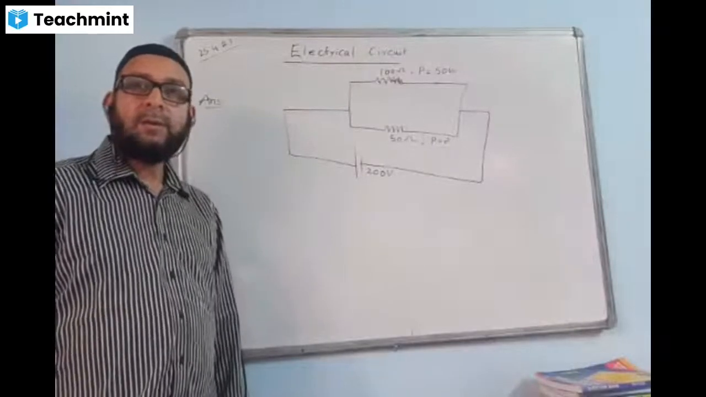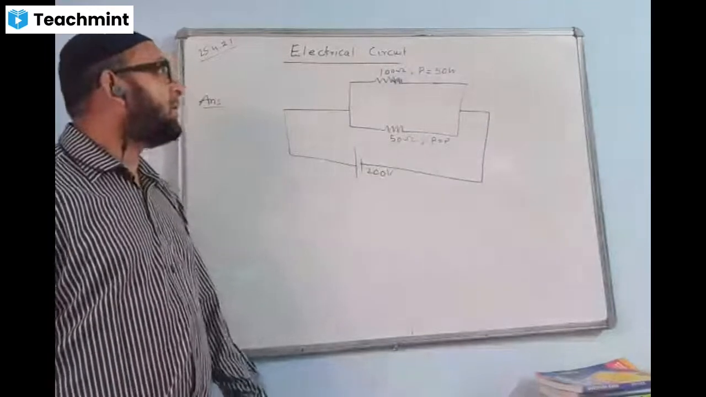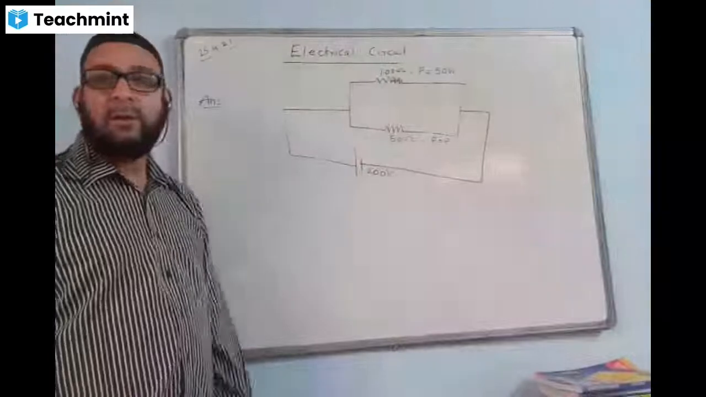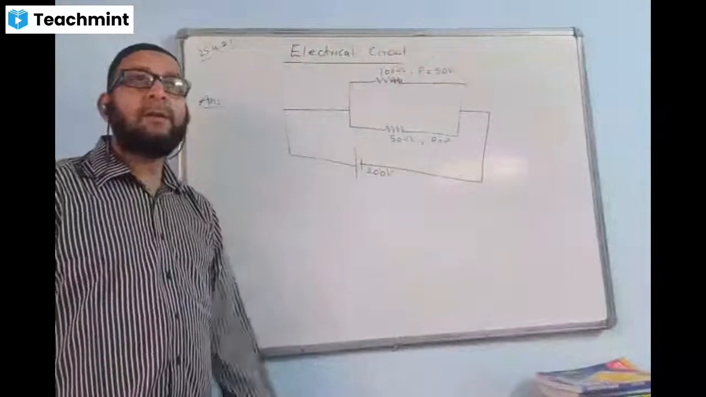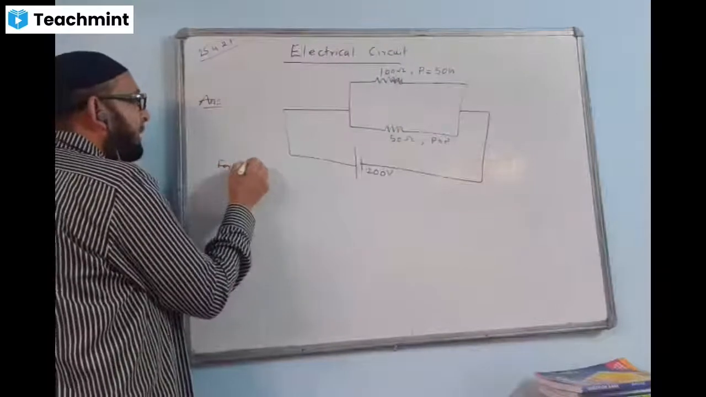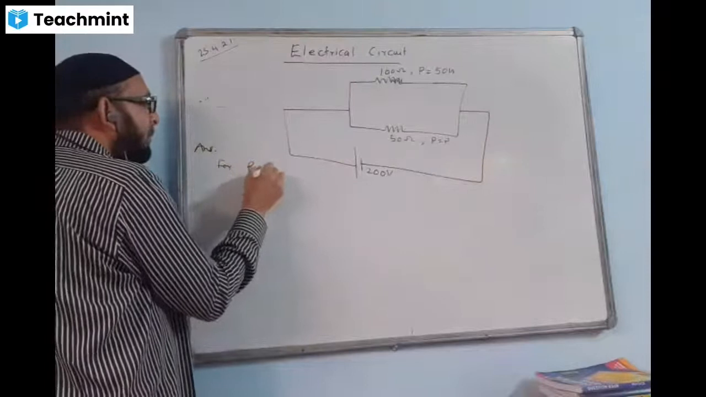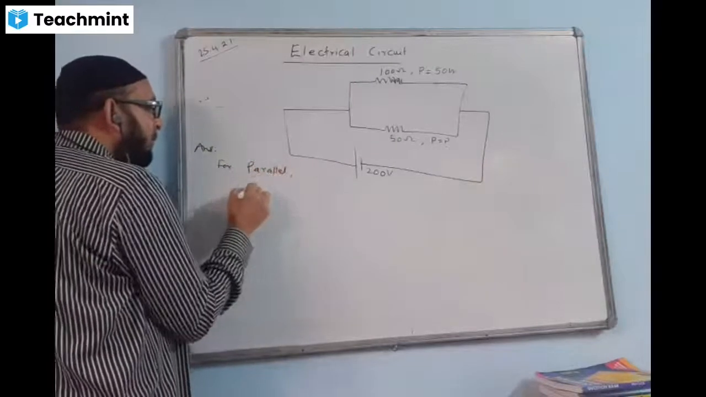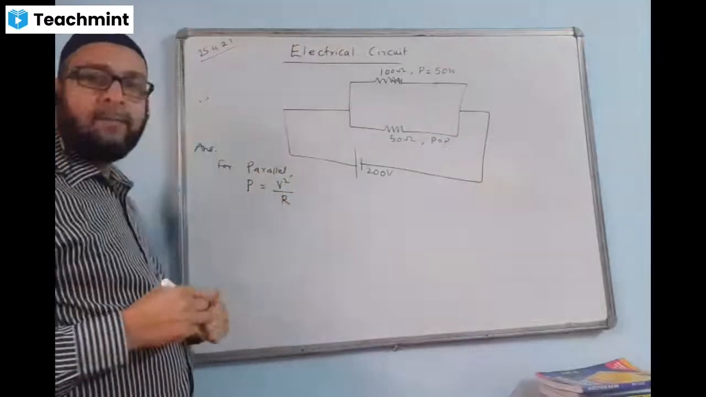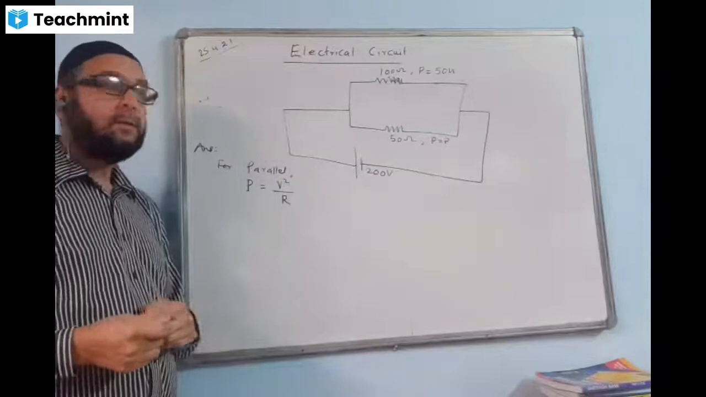So how to do this? For this question, we will see what type of combination these two resistances are. They are in parallel combination. What is the formula of power consumption in parallel? You can write here, this is the answer we are finding for parallel. For parallel, the formula of power consumption is P equal to V square by R.